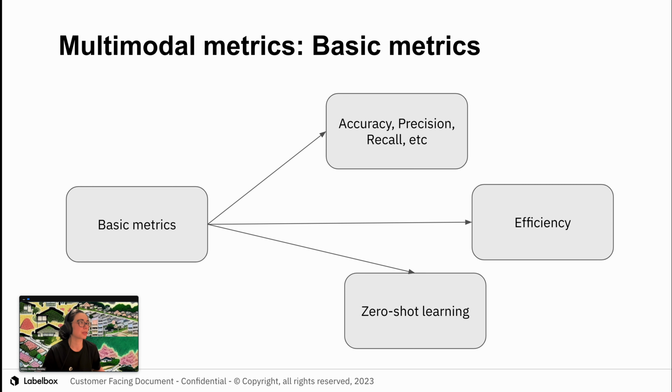So basic metrics are things like accuracy, precision, recall, efficiency, and zero shot learning. You want to understand, for example, how often the model's predictions are correct. You want to understand how expensive it is, maybe, and also, can it handle tasks it hasn't been explicitly trained on?